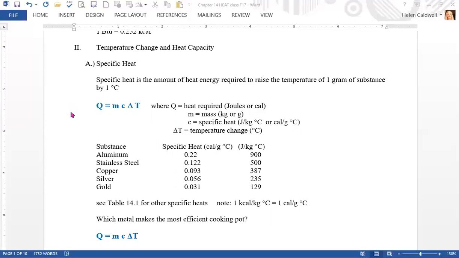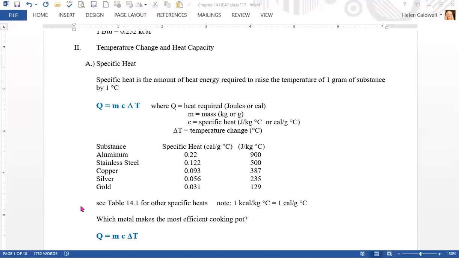To give you some idea about how specific heats vary, we have aluminum and stainless steel and copper and silver and gold. You've got the specific heats in calories per gram degrees Celsius. We're not going to use those numbers. We're going to come over here and use the last column where our values are in joules per kilogram degrees Celsius. And certainly there's a table in the chapter that lists all kinds of specific heats. So you can see aluminum has the highest specific heat, and as you go down the list, gold has the smallest specific heat. So let's talk about what specific heat means in terms of changing the temperature of something.